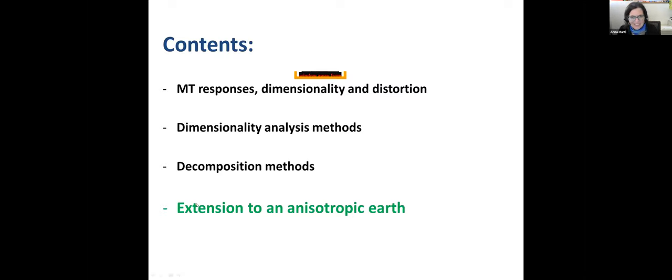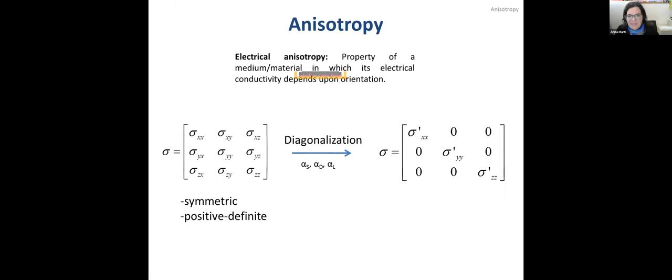Now I would like to extend it to an anisotropic Earth. What happens now is that our electrical conductivity is not a scalar, and it depends on the orientation in which it has been measured. Mathematically, it's represented as a matrix, which is symmetric and positive definite, and it's possible to diagonalize it through the Euler angle rotations.